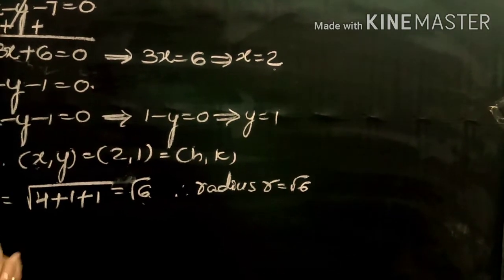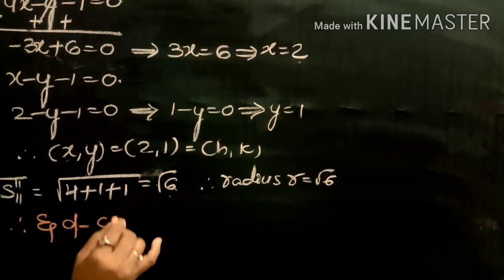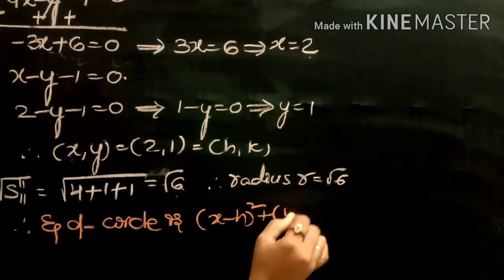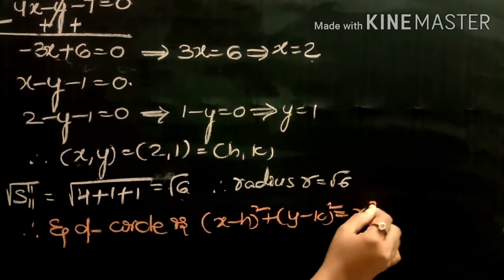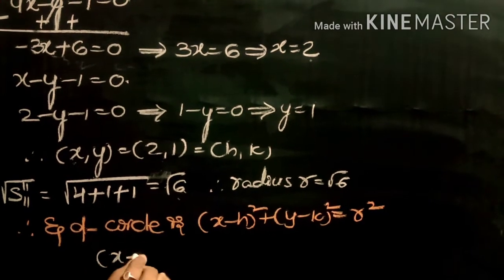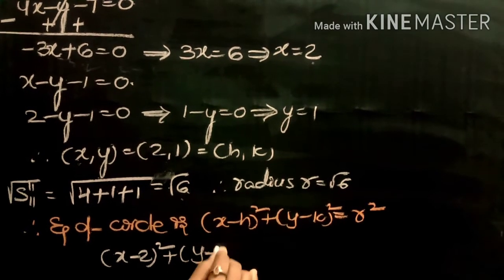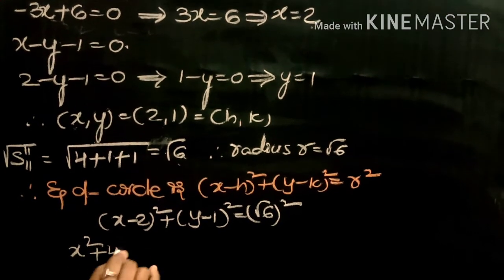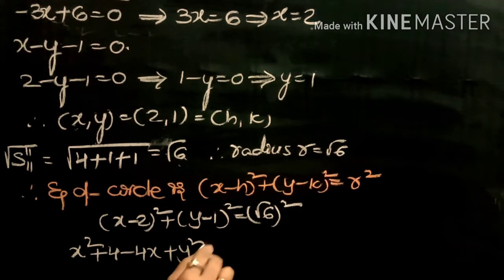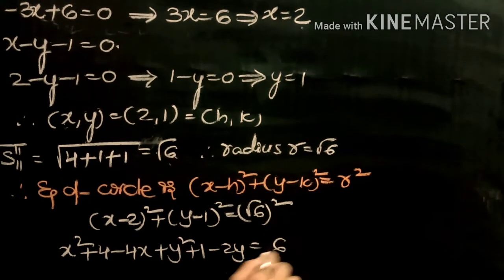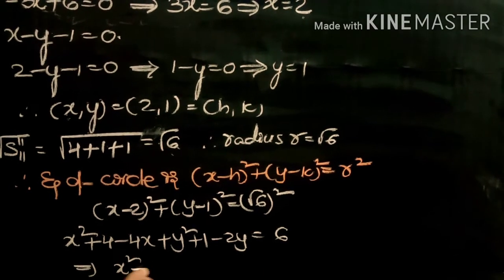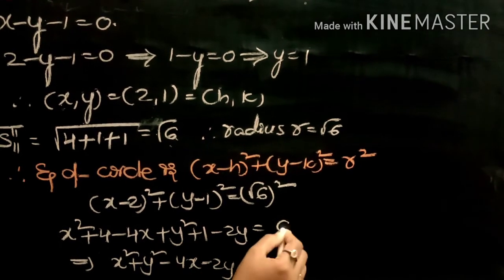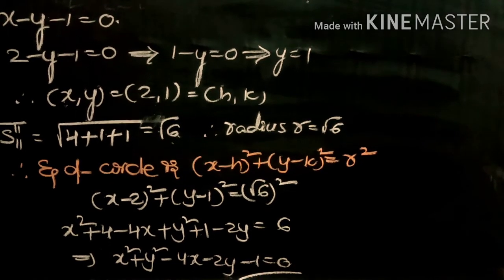Therefore the equation of the circle is, this is the orthogonal circle. The formula is (x minus h) whole square plus (y minus k) whole square is equal to r square. Now substituting the values here: (x minus 2) whole square plus (y minus 1) whole square is equal to root 6 whole square. That is, x square plus 4 minus 4x plus y square plus 1 minus 2y is equal to 6, which implies x square plus y square minus 4x minus 2y, 4 plus 1, 5, 5 minus 6, minus 1, equal to 0. That's all. That is the required answer.